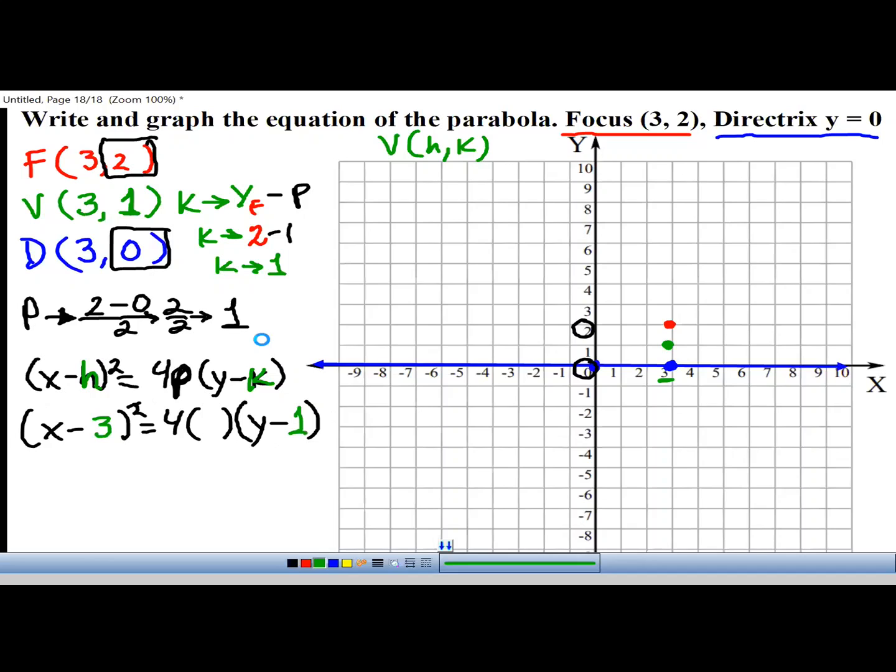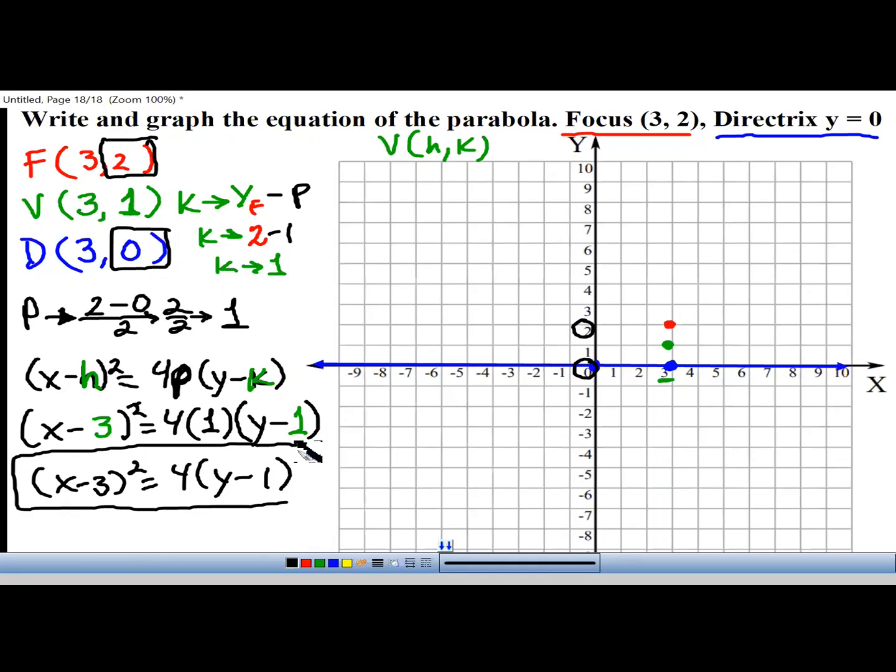What is the value for P? P is 1. I write that here. Let's simplify. We're left with x minus 3 squared equals 4 times 1 is 4, y minus 1. This is my equation for the parabola.